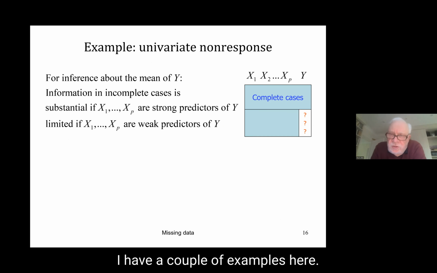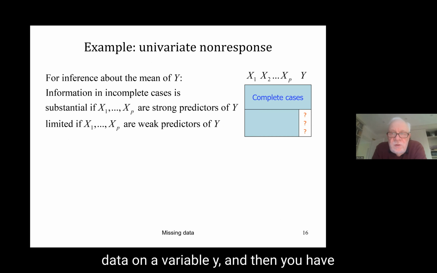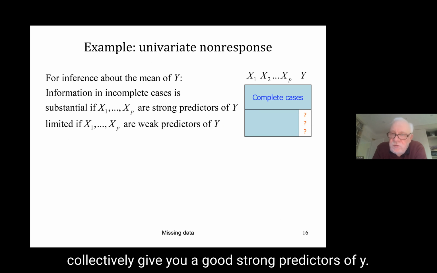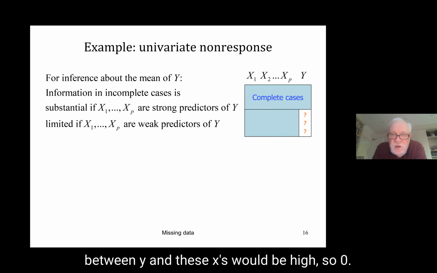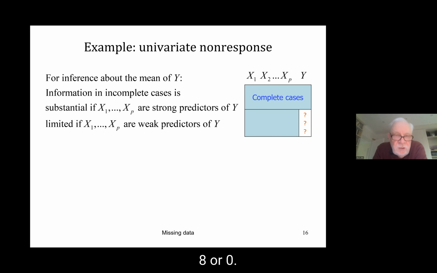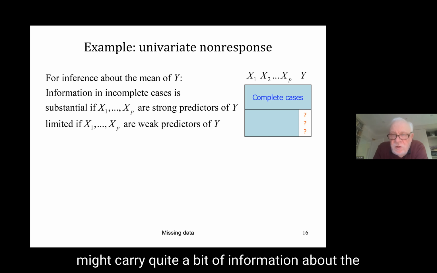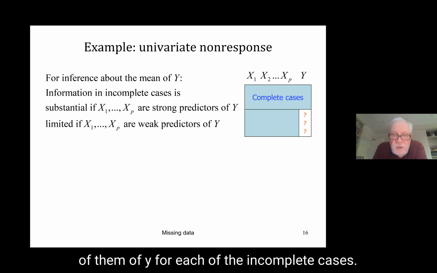I have a couple of examples here. This is a situation where you have missing data on a variable y, and then you have a set of x's that are fully observed. Let's just suppose that this set of x's collectively gives you strong predictors of y. So if we were to do a regression, the R squared between y and these x's would be high, so 0.8 or 0.9. If I'm interested in the mean of y, it's intuitively reasonable, I think, that the incomplete cases might carry quite a bit of information about the mean of y because we have good predictors of y for each of the incomplete cases.